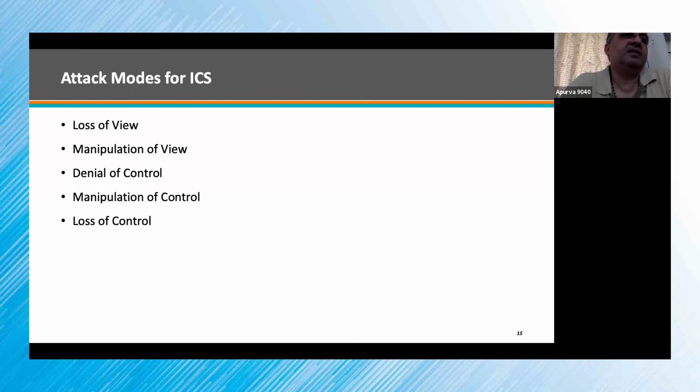Some people may just say, I will not allow you to view, or I will allow you to view things that I want you to view, but behind the scenes I can do whatever I want to do. Or I will manipulate the controls. Instead of running the centrifuge at a certain speed, I will increase the speed or decrease the speed, and that will impact your system. So these are the attack modes of ICS.